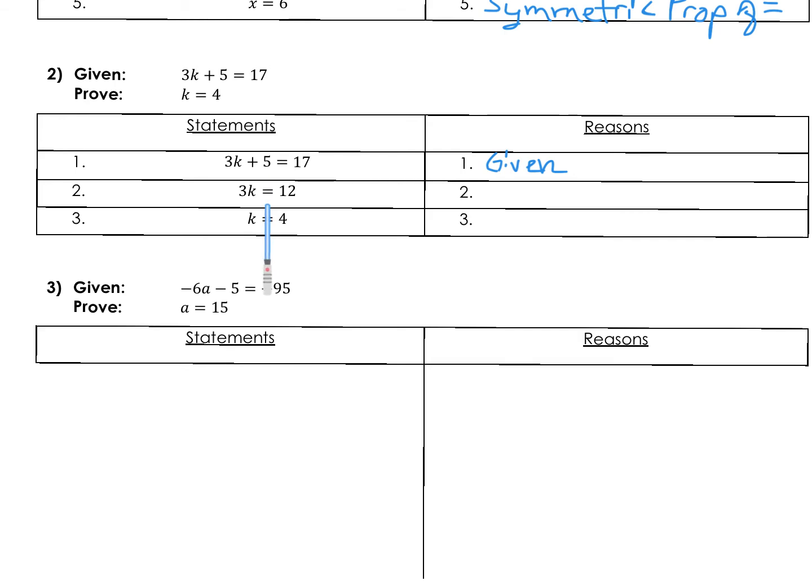Then we went from here to here by subtracting 5, so that is the subtraction property of equality. And then finally from step 2 to 3, we divided both sides by 3, so that is the division property of equality.